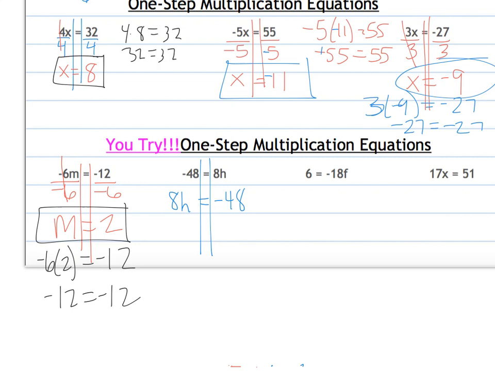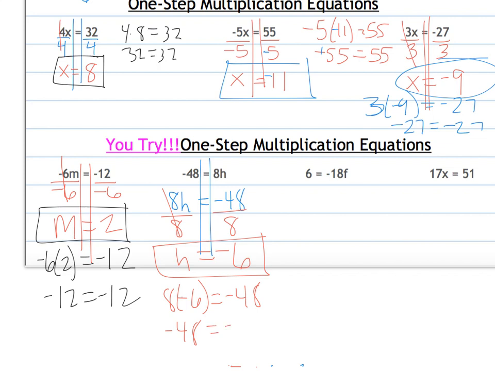8 times what number will give me negative 48? Well, I know a positive times a negative will be a negative, so I assume that. Divide by 8 for h. Negative divided by positive. 8 goes into 48 6 times. Check it out. This is really important. This is where you really get to use your math facts as you're practicing multiplying and dividing, which is very good for you.